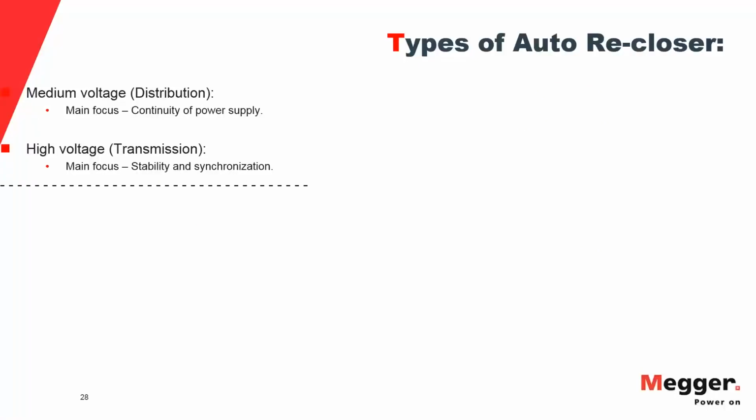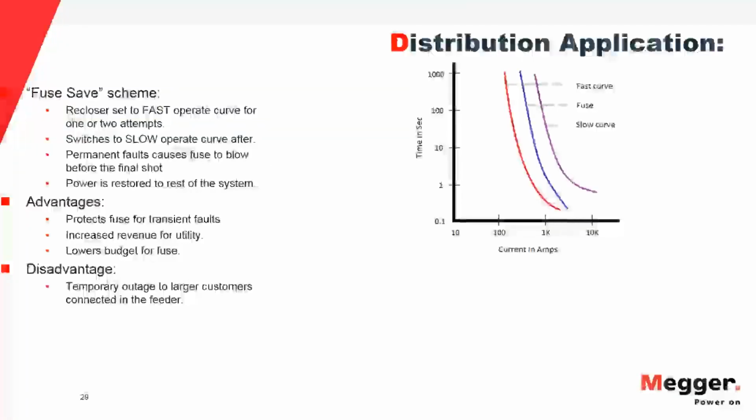Now, we can also discriminate the types of auto recloser between medium voltage and high voltage. Right here, my main focus has been on, and will be throughout the presentation, on medium voltage or distribution reclosers. A couple of applications. The first one is the one that I was talking about, the fuse save scheme.